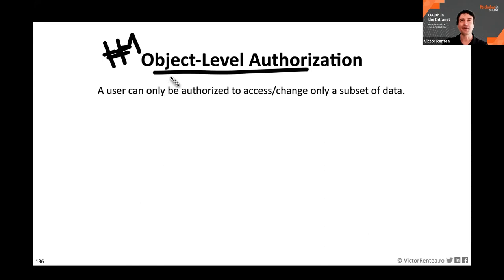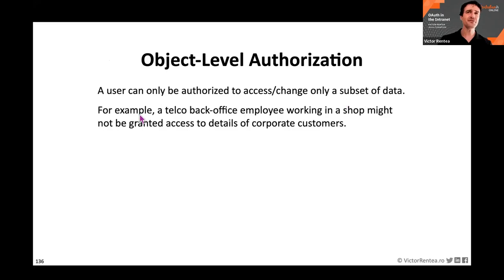But object level authorization really means that, for example, a user can only be authorized to access or change a subset of data. Imagine an employee of a telecom company working in a shop, like in an office. Selling, how do you call those? SIM cards, right? Or phones, right? And that employee might be able to see some contracts for physical persons, but might not be granted to read contracts for corporate customers. There might be a flag. Is this employee allowed to read those heavy, super important contracts? Or only those for human persons, right?